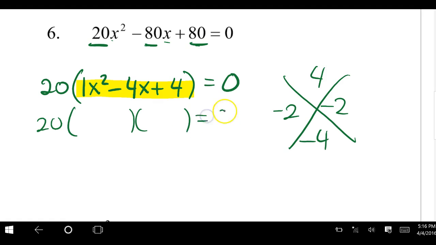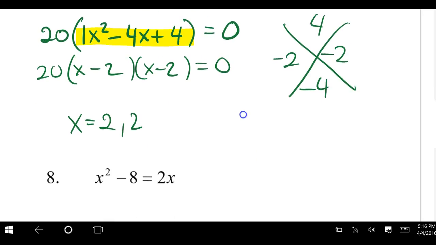Okay, so now bring the 20 down. Don't forget, 20 stays there. And then we'll have, the first number is negative 2, so we'll have x minus 2. And the second number is negative 2, so we'll have x minus 2 again. So now, this is negative, so our answer will be positive 2. And this will be negative, so our other answer will be positive 2.